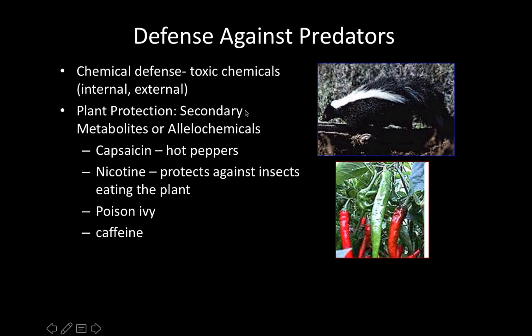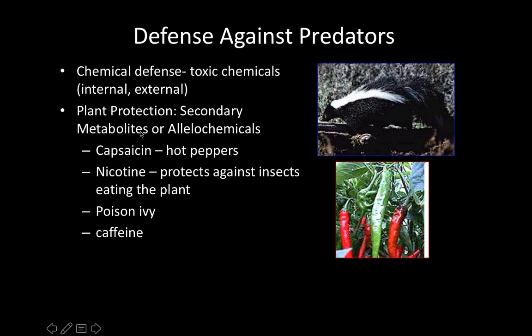Now, there's also chemical defense. The most common one you might be familiar with is skunks. They're toxic chemicals. Sometimes they are internal, which means they're in the organism, like a puffer fish and the toxic chemicals in there, or they could be external, for instance the skunk that sprays them. Plants also do this. They're called secondary plant compounds or secondary metabolites, also called allelochemicals.